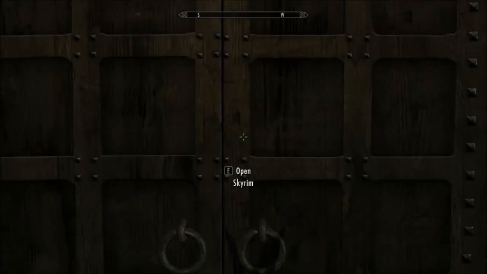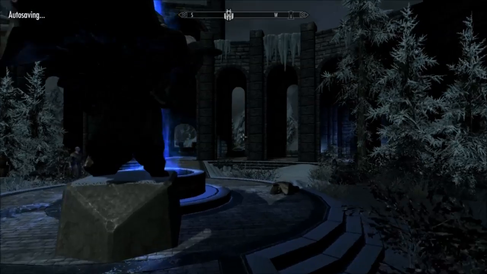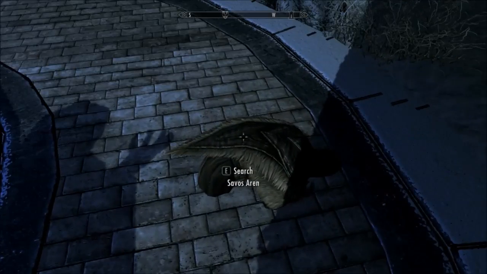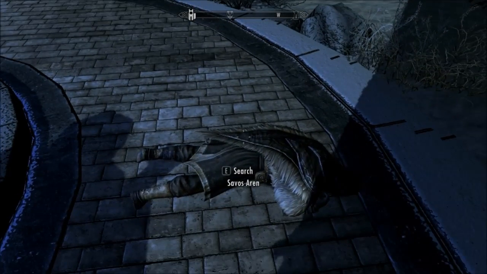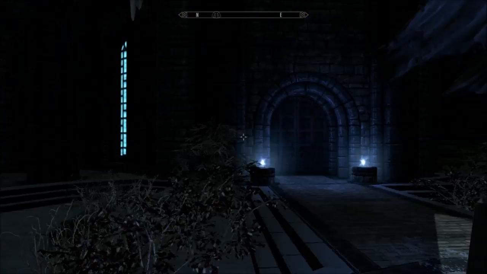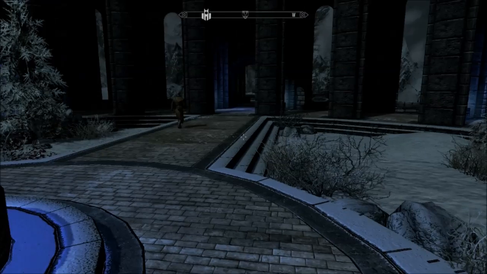So you go in here into this grand place, and what is supposed to happen is that there are NPCs surrounding Savos's body, and well, there isn't. You can't even loot him. There's nothing you can do. Nobody cares that Savos is dead.